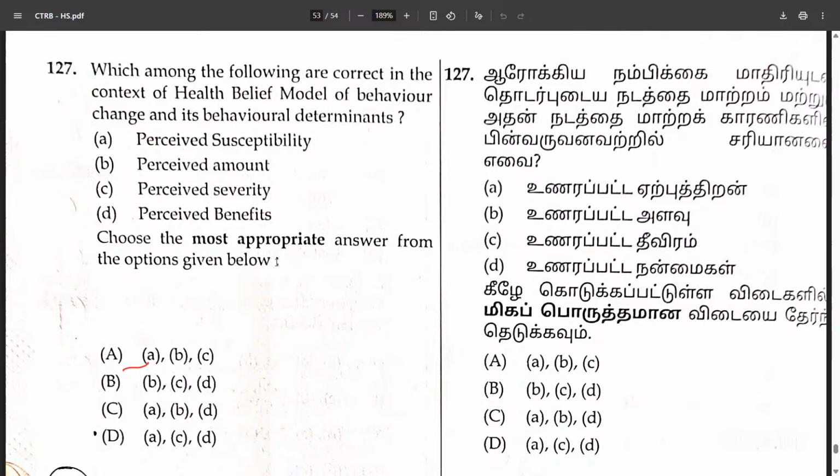Then we have the 127th question, which is: which of the following is correct in the context of the health belief model of behavior change and its behavior determinants. Perceived susceptibility, perceived severity, perceived benefits. You have to tell me the answer. I'm getting fumbled with this term, susceptibility. Then the correct answer for this one will be A, C, D. You'll simply eliminate perceived amount and you'll get your answer.